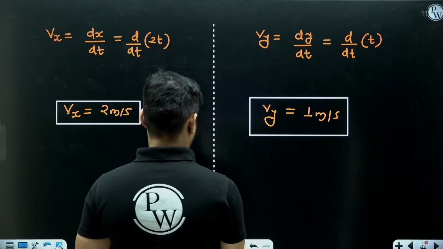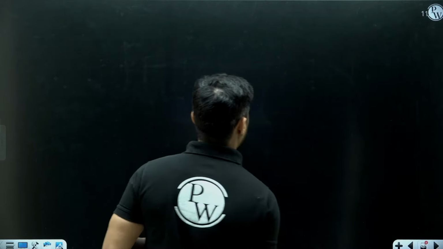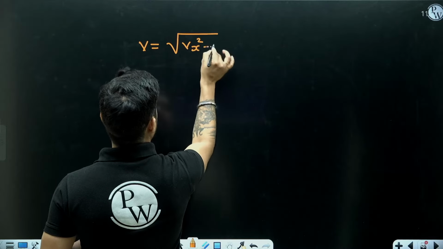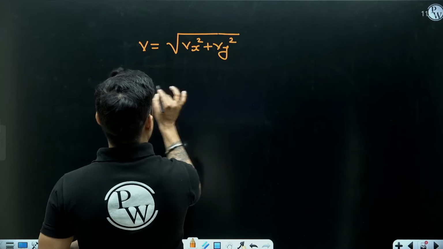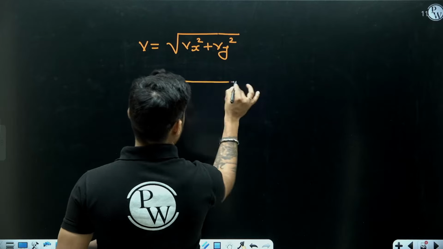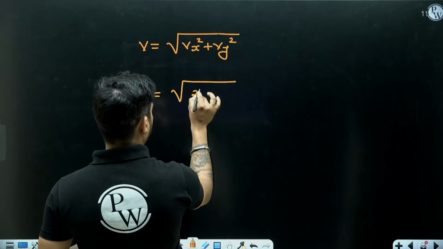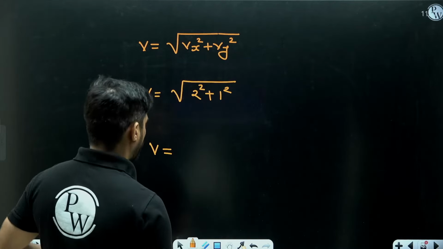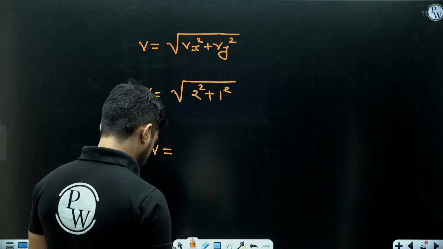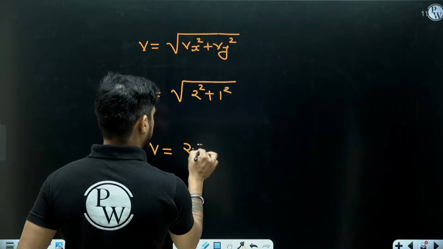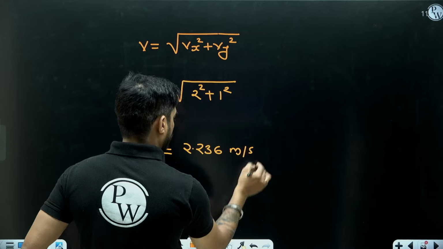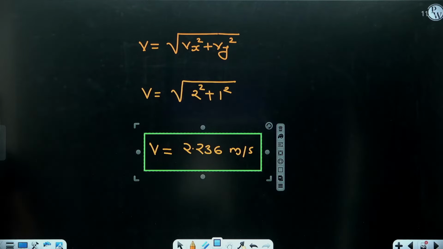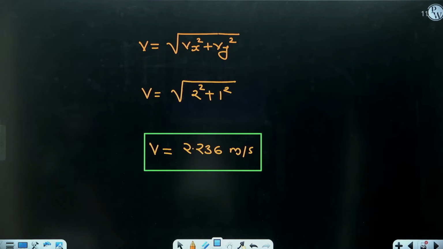Okay. So here we have Vx, we have Vy. So V will be equal to root over Vx square plus Vy square. Both velocities are constant. Okay. The particle is moving with constant acceleration. So V will be equal to root over 5 means 2.236 meter per second. Okay. Chalo. Moving on to the next question.